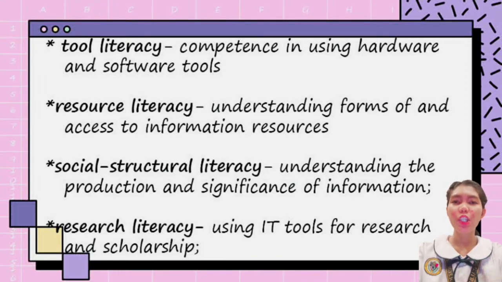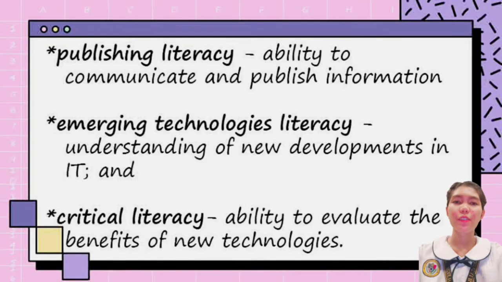Next is research literacy. This is the ability to use information technology in the research life, for example, in order to find good journals. An individual must have knowledge where to research publishable and acceptable international journals. Next is publishing literacy. This is now the ability in spreading or sharing the information. This also includes now the interaction or communication in order to convey the message to the target audience.